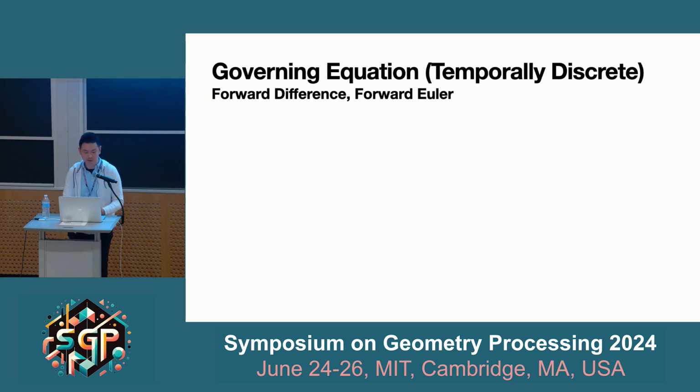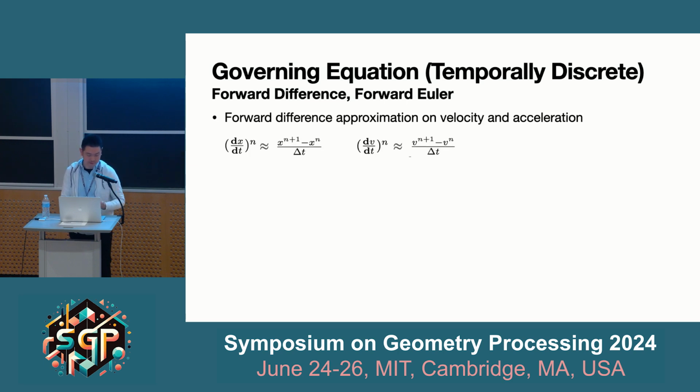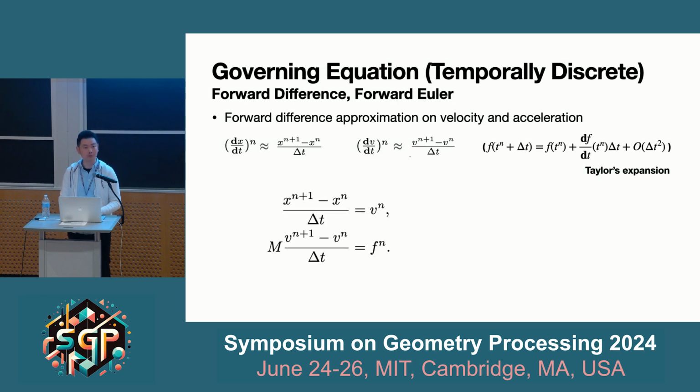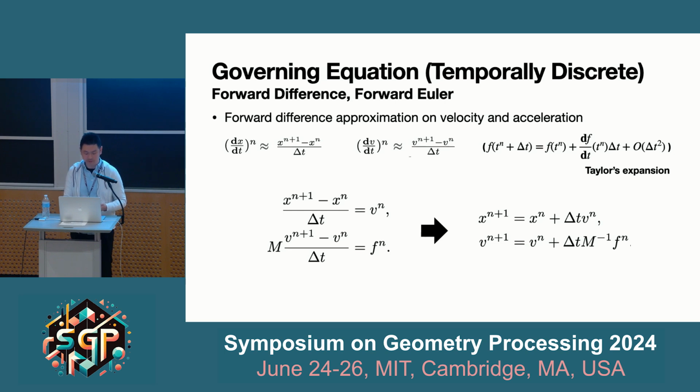So to temporally discretize the governing equation, we just need to use numerical differentiation formulas to estimate those time derivatives. For example, we could use forward difference to approximate the velocity and acceleration, and this will give us this update rule to calculate the new configurations from the old configurations, which is explicit and very efficient to compute.